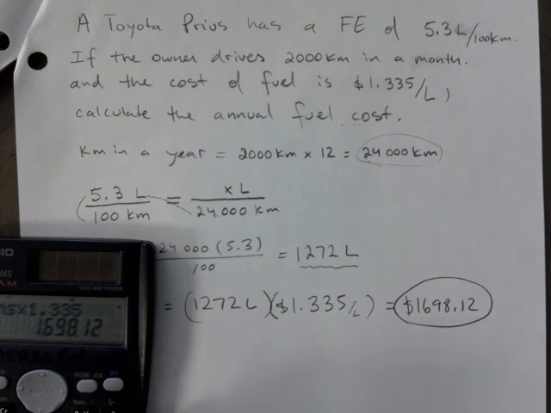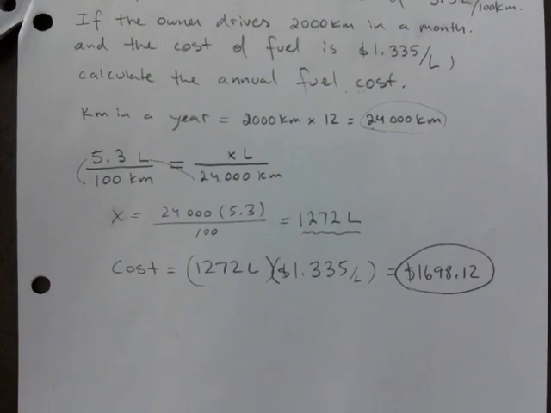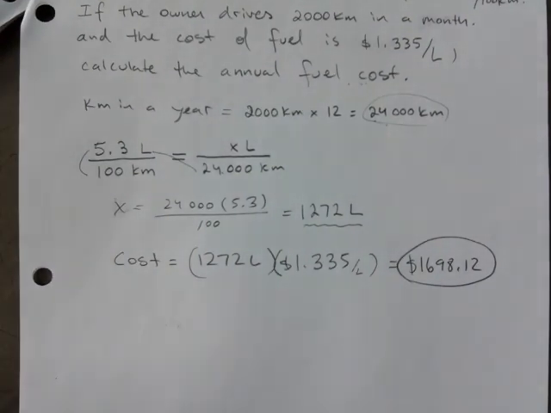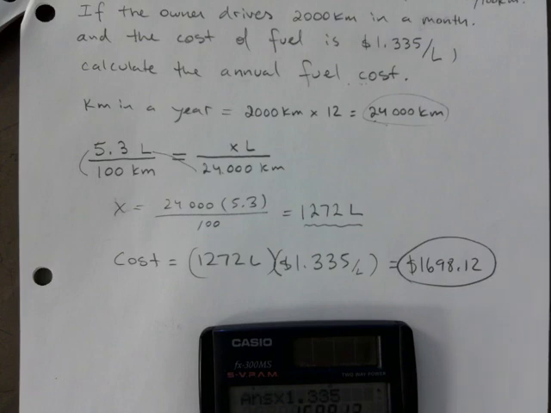So if you want to budget for your fuel for the year, you take the 1698, you divide that by 12, right? So about 130 bucks a month, give or take. That's a Prius though. My truck, more than that, right?